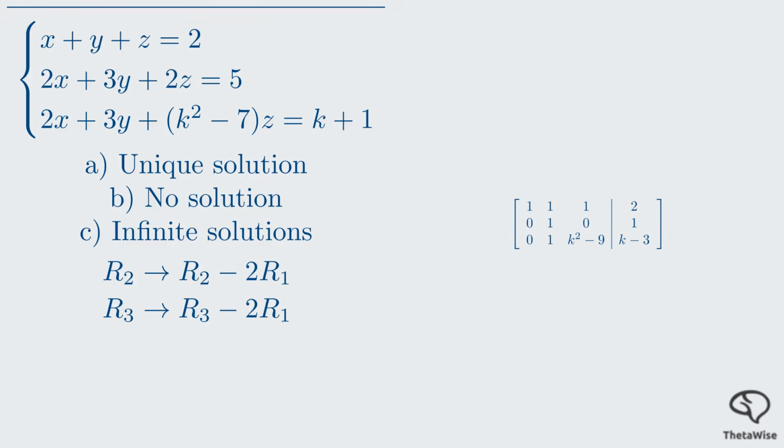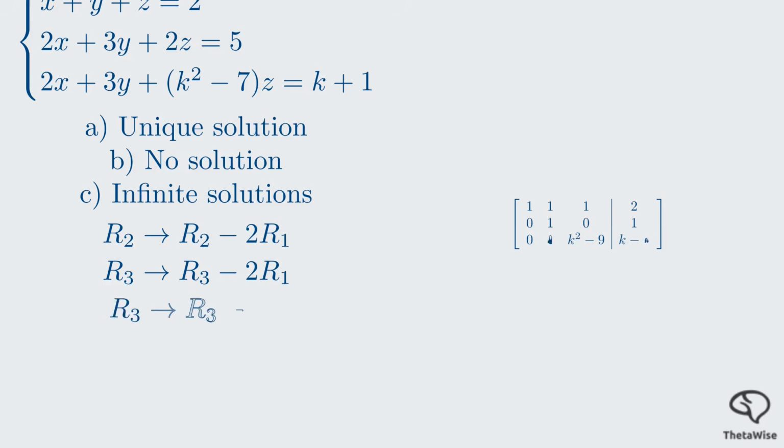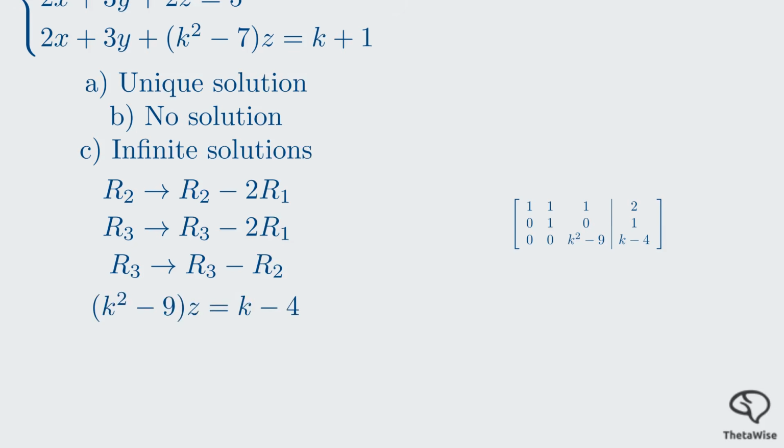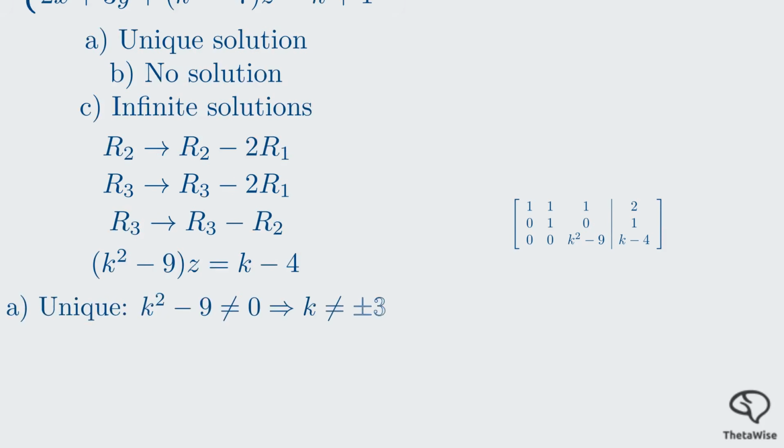R2 becomes R2 minus 2R1, and R3 becomes R3 minus 2R1. Next, we eliminate the 1 in the second column of the third row. R3 becomes R3 minus R2. Now we analyze the final row. k squared minus 9 times z equals k minus 4. For a unique solution, the coefficient of z must not be 0, so k squared minus 9 cannot be 0. This means k cannot be 3 or -3.